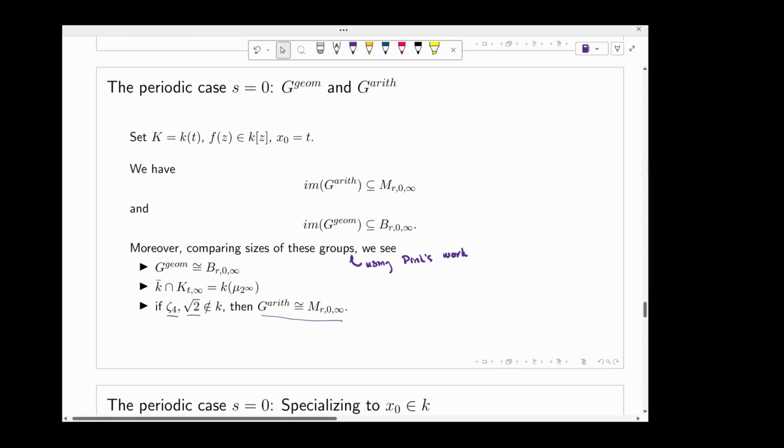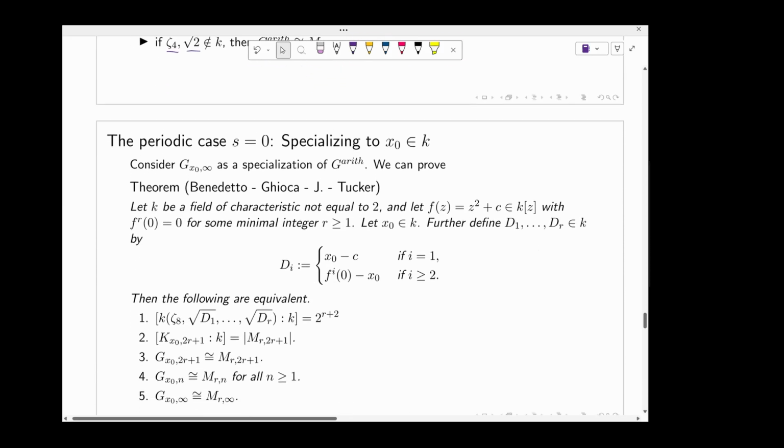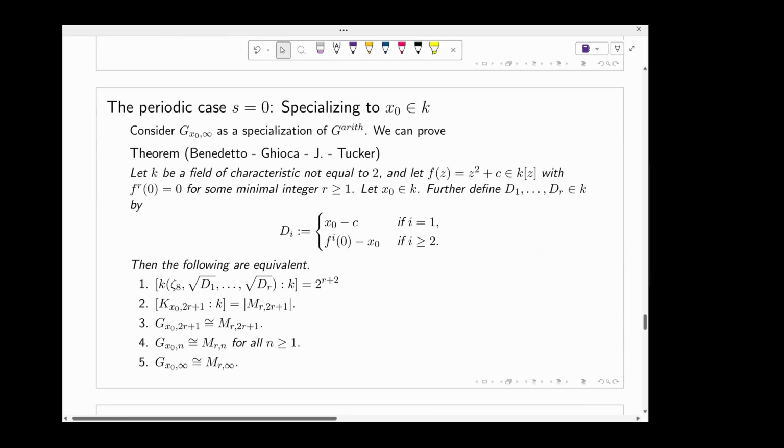Okay. One more slide on the periodic case. I promise I'm almost done talking about this. The fact that we can describe this G arith group also lets us go back and say even more about what happens when we take a specific base point x naught in our field. And this is using a specialization result from another paper with the same authors. Since we understand this group M, we get finitely many conditions that we have to check in order to prove that our G x naught is actually isomorphic to M R0 infinity.